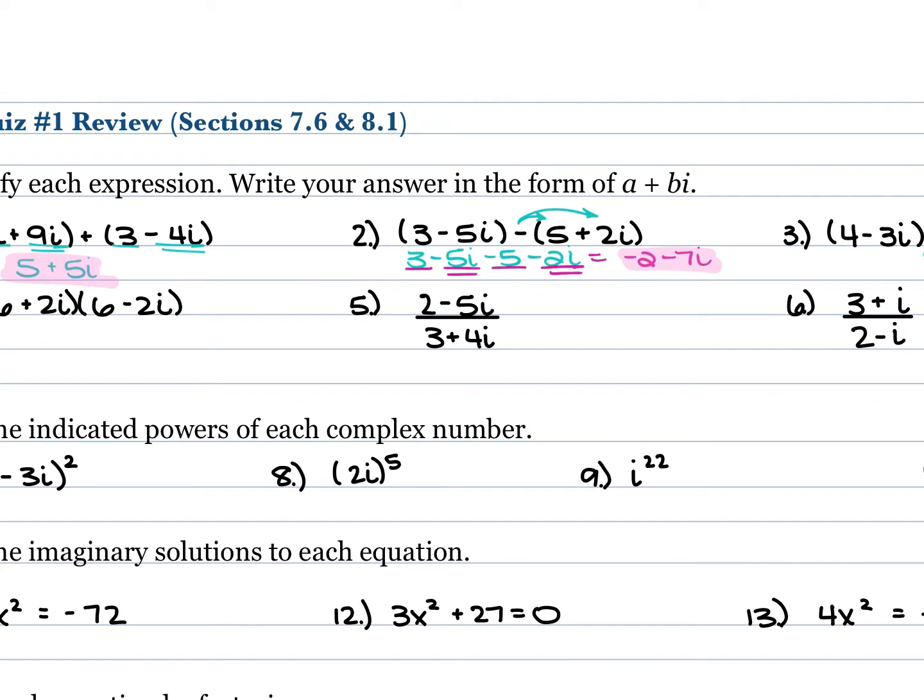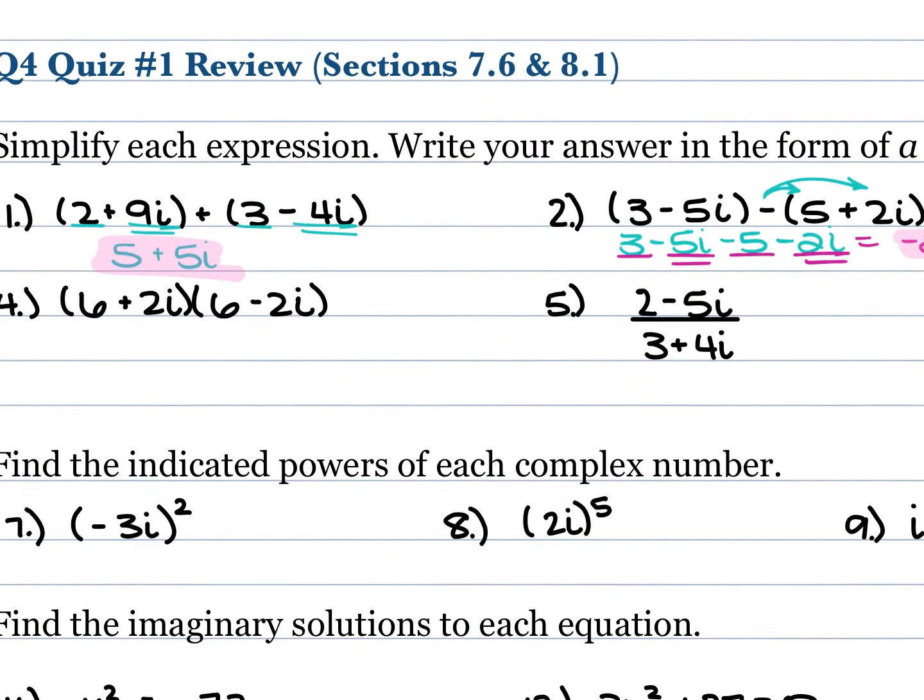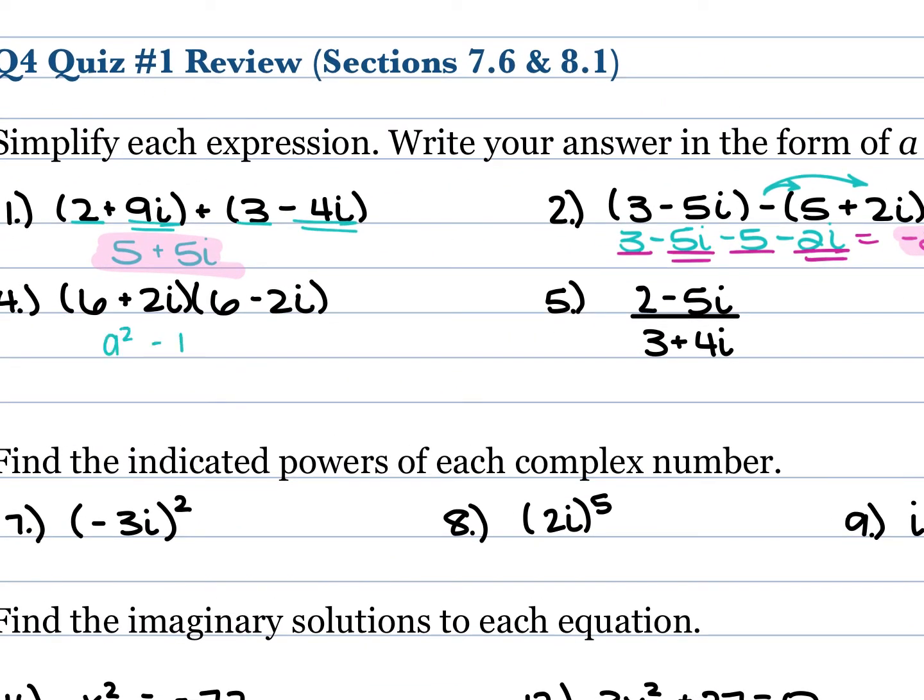If we look at number 4, we have 6 plus 2i times 6 minus 2i. Now this one is a difference of squares, which means you can just use a squared minus b squared. If we do that, that's going to give us 6 squared minus 2i squared. The 6 squared is 36. The 2i to the second power is 4i squared. We said that minus 4i squared is going to turn into plus 4, because i squared is negative 1. So that's just 36 plus 4, which is 40.